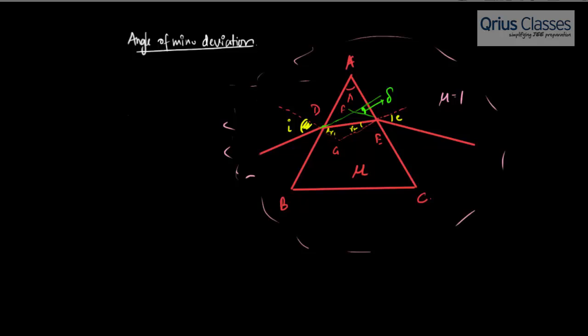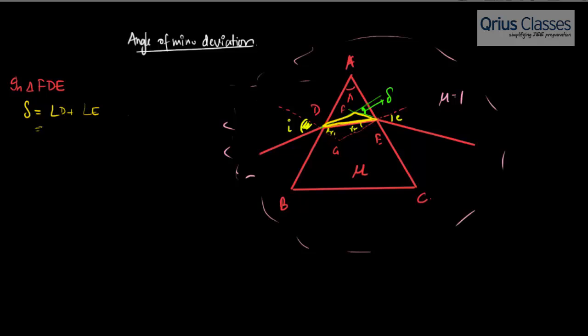Now delta is the exterior angle. Now let's see triangle FDE. In triangle FDE, look very closely. This is FDE. We're talking in this triangle. We have that delta is equal to, by the exterior angle property of a triangle, angle D in FDE plus angle E.